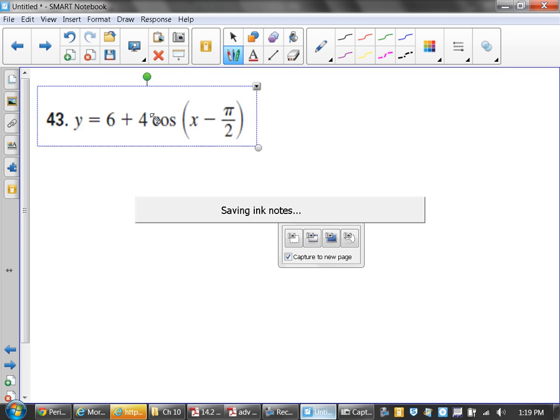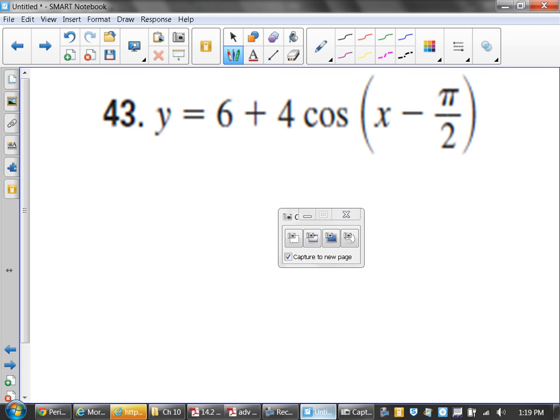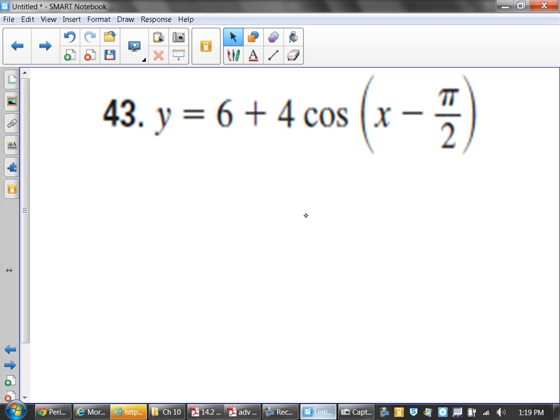So I'm looking at graphing a real simple cosine problem. Remember what we always did is we always labeled out our stuff, our A, B, H, and K. So I have 6 plus 4 times cosine times quantity x minus pi over 2. When I get this far, what I want to make sure I do is just label out my stuff. A is 4, B is 1.